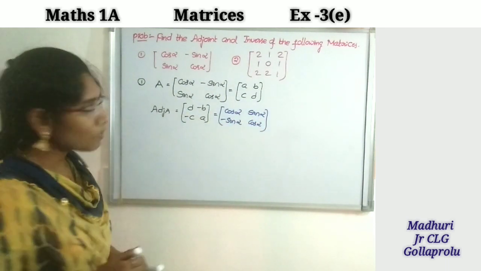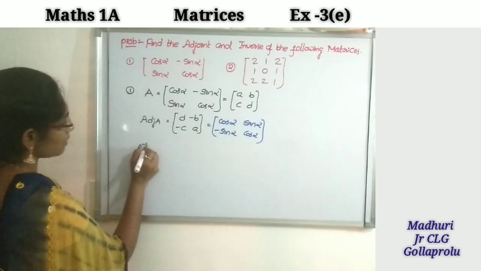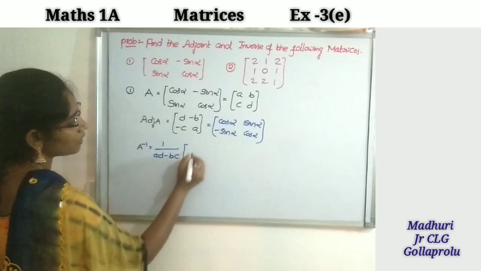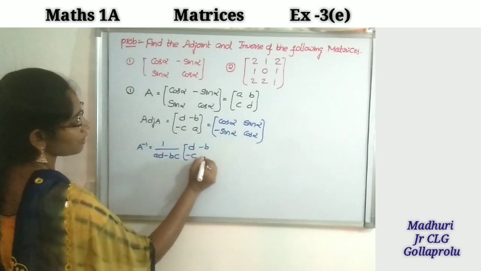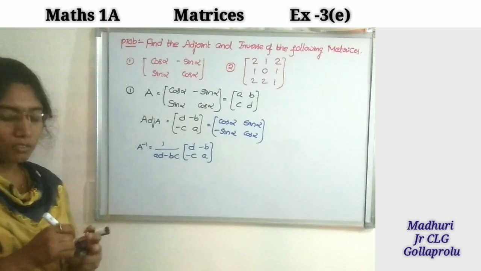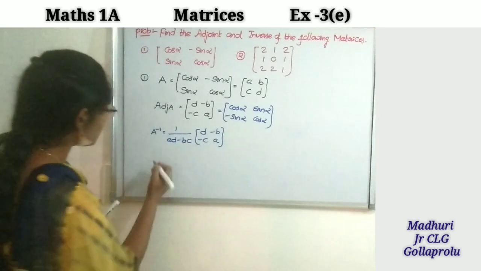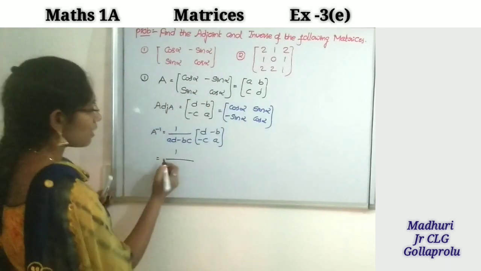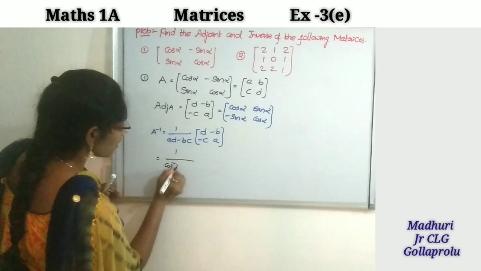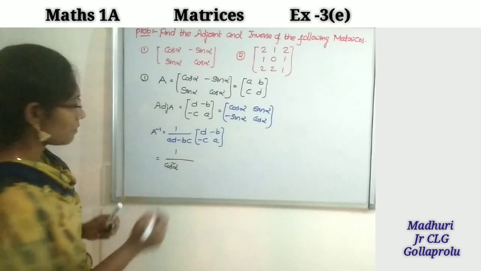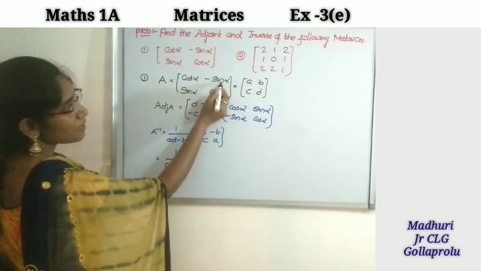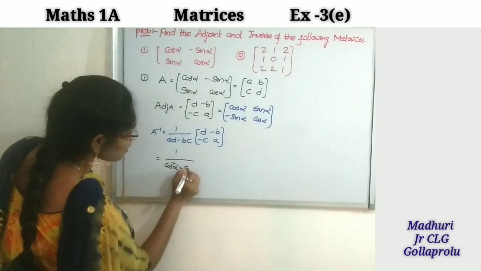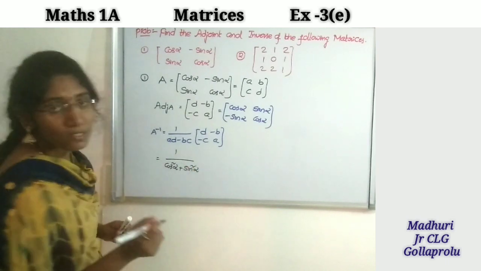Now the next one, A inverse. What is the formula for A inverse? A inverse is equal to 1 by (AD minus BC) into [D, minus B; minus C, A]. Now replacing the values. A is cos alpha and D is cos alpha. Cos alpha into cos alpha is cos square alpha, minus BC. B is minus sin alpha and C is sin alpha, so minus of minus sin alpha into sin alpha is plus sin square alpha.